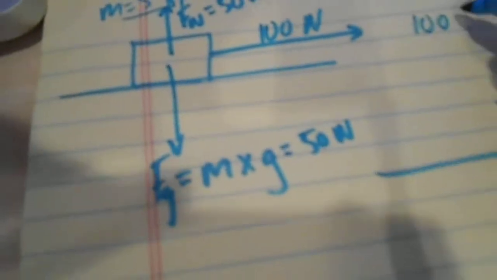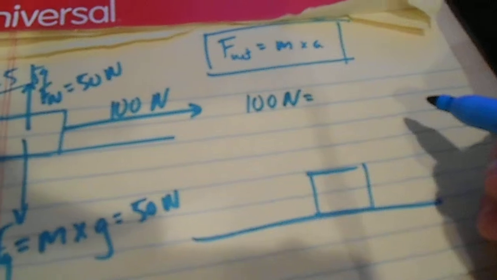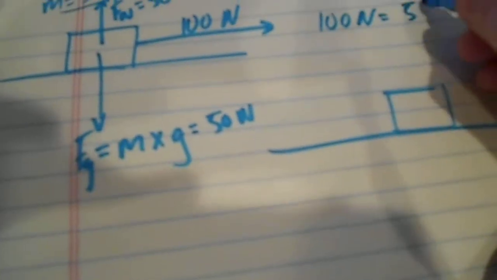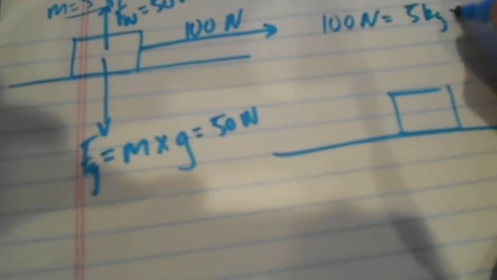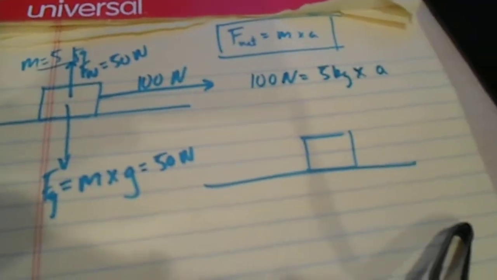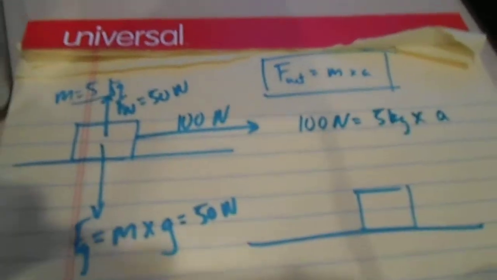I push with 100 newtons, and we're supposing that the surface is frictionless. So we would use Newton's beautiful second law equation, F net equals ma. Our net force is 100 newtons. The mass of the object is 5 kilograms, and we can solve for the acceleration. Fairly simple: 100 divided by 5, and we get the acceleration in meters per second squared.